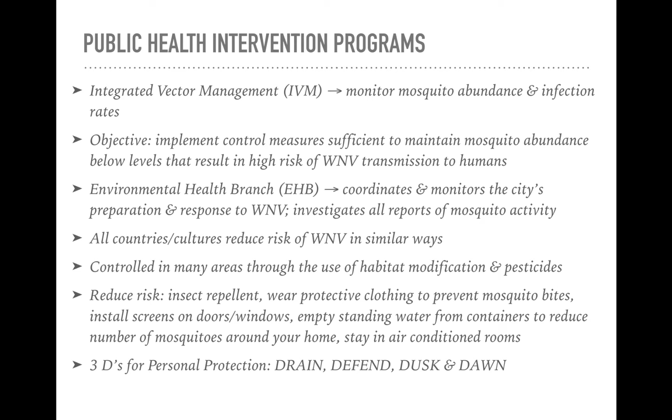All countries and cultures reduce risk of West Nile virus in quite similar ways. It is controlled in many areas through the use of habitat modification and pesticides. In order to reduce risk of West Nile virus, we must utilize insect repellent, wear protective clothing to prevent mosquito bites, install screens on doors and windows, empty standing water from containers to reduce number of mosquitoes around your home, and stay indoors, specifically in air-conditioned rooms. To summarize all these ways of reducing risk, we can see them as the 3 Ds for personal protection, which include drain, defend, dusk, and dawn.